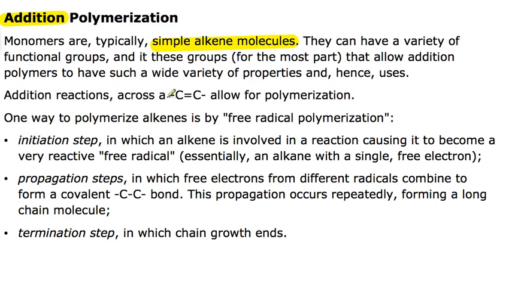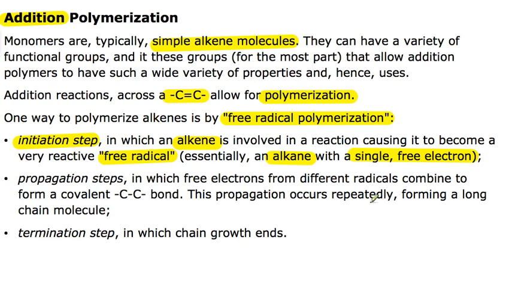And so addition again is where we add across a double bond, a carbon-carbon double bond, and that is what allows for polymerization. And this occurs because of what's known as free radical polymerization. So addition polymerization, one way it happens is via the formation of free radicals. So there's 3 steps involved, an initiation step. And in this step, the alkene that's going to be polymerized basically links with some other molecule, and in so doing becomes a free radical. And a free radical is essentially a molecule, in this case an alkane, with a single free electron.